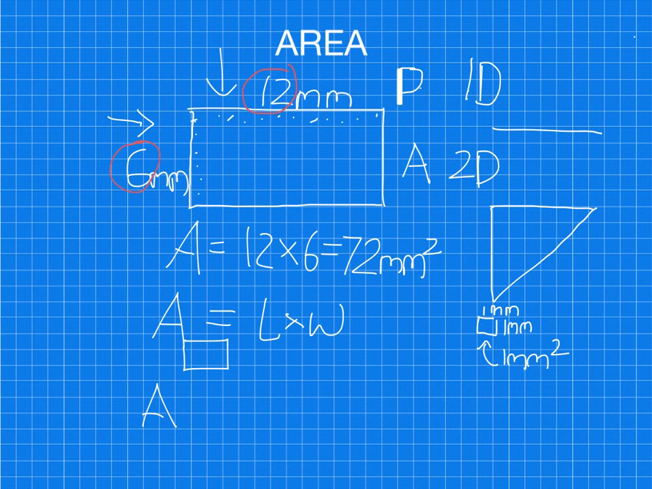The area of a square, however, a square is just a type of rectangle, but in a square, the length and the width are the same. So we can just write it as L squared. It's just the length squared.